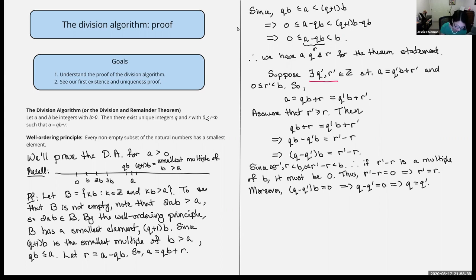Okay, so let me just switch back. So phew, we can say, therefore, we conclude that indeed there exist unique Q and R in Z with R in the form of a remainder such that A is equal to QB plus R, and we're done.